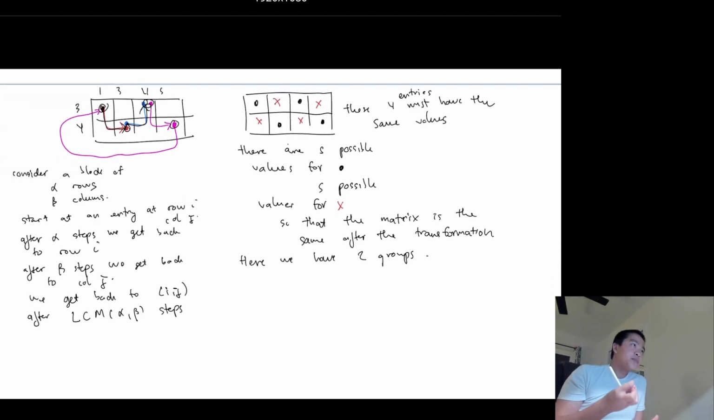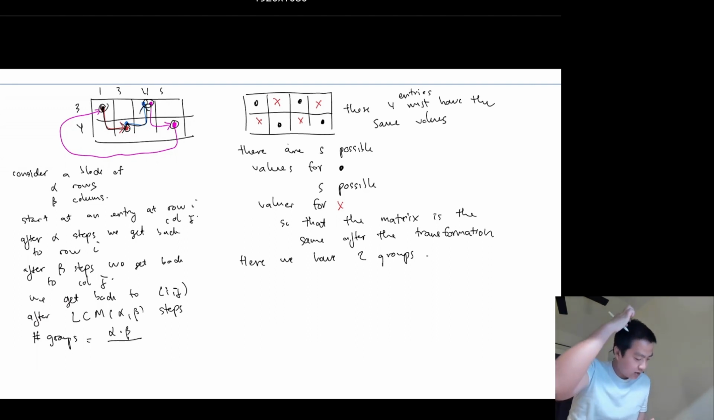So the number of groups is equal to the number of entries in this block, which is alpha times beta, divided by the least common multiple of alpha and beta, which you can check is equal to the greatest common divisor of alpha and beta.